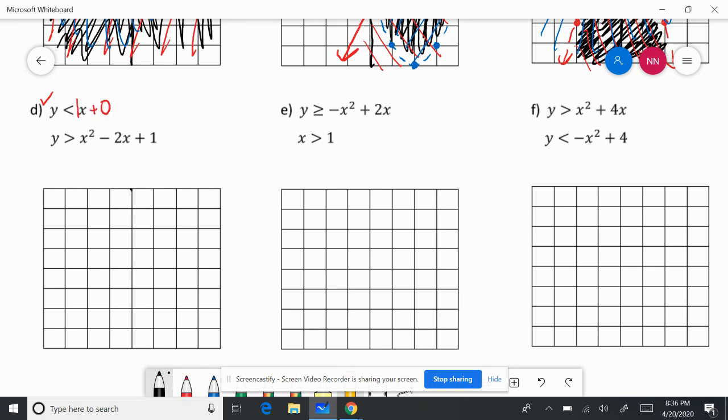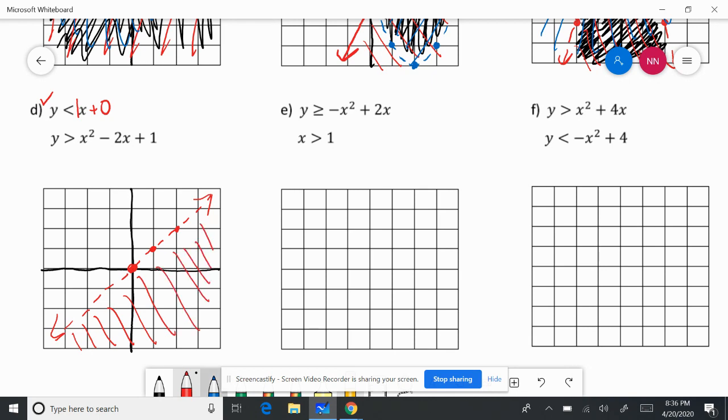So when we make our graph, we're going to start off at 0 on the y-axis. And since our slope is 1, we're going to go up 1, right 1. We're going to do it again, up 1, right 1. We're going to draw a dashed line, and the reason that it's a dashed line is because it's less than. So we draw our dashed line, and less than means we shade below.